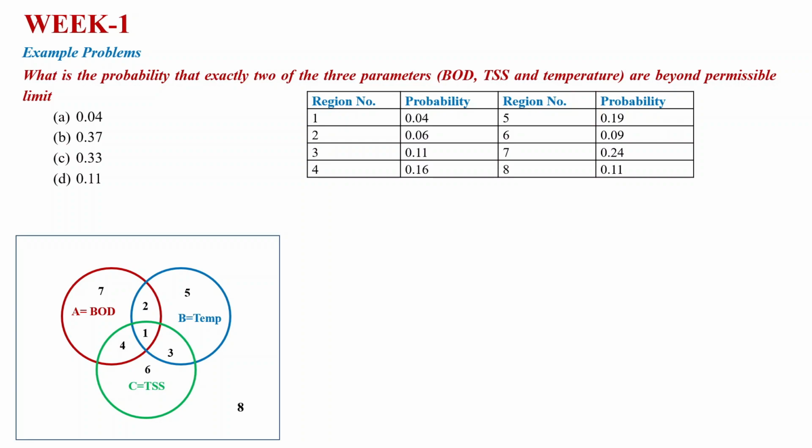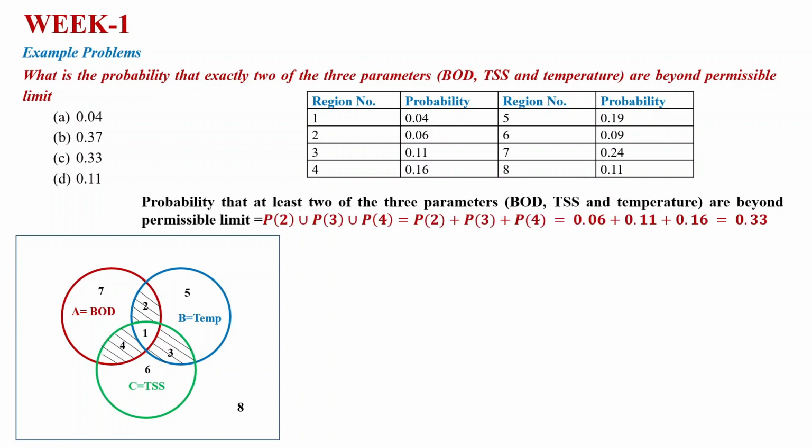What is the probability that exactly two of the three parameters are beyond permissible limit? What I said earlier, for exactly two we have to consider only region 2, region 4 and region 3. Region 1 will not be considered because they have asked specifically for exactly two of the three parameters. So here the answer is P2 union P3 union P4, equal to P2 plus P3 plus P4, equal to 0.32. So the answer is C.